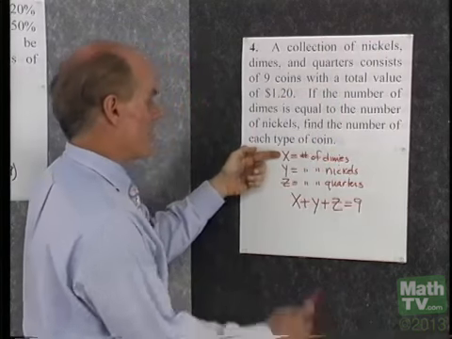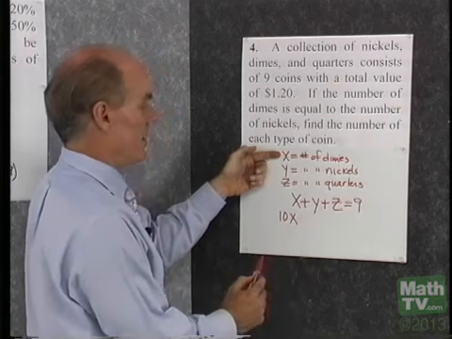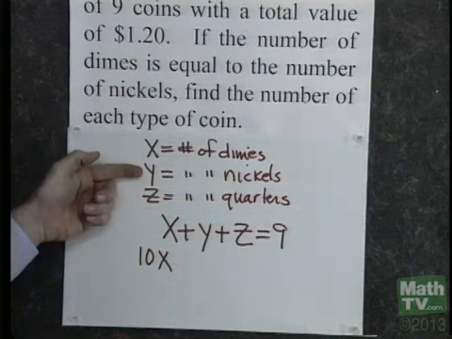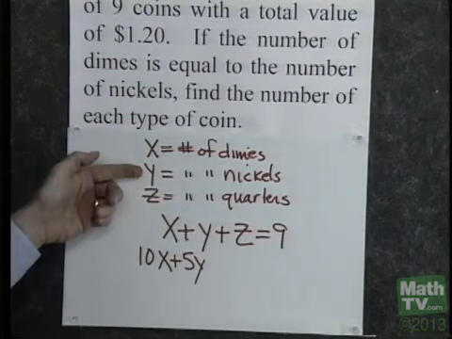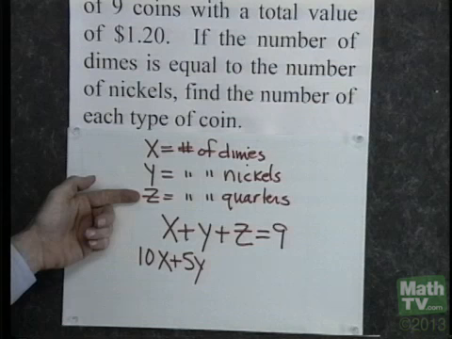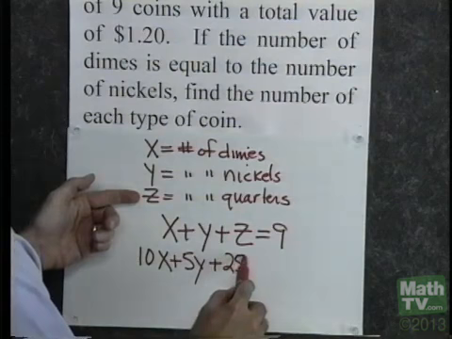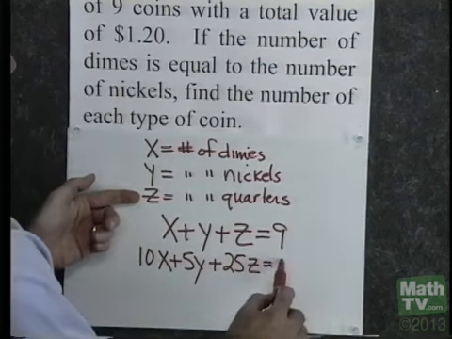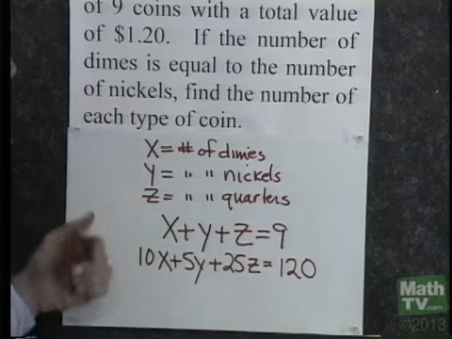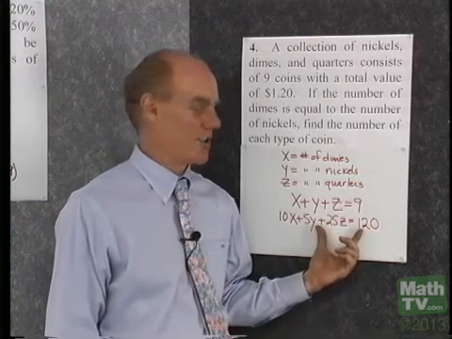Well, each dime is worth 10 cents. So 10 times the number of dimes is the amount of money in cents in dimes. Each nickel is worth 5 cents, so 5 times the number of nickels is the amount of money that's in nickels. And I have Z quarters, and each quarter is worth 25 cents, so 25 times Z is the amount of money I have in quarters, and that has to come out to be 120 cents, since I've written it in cents. Instead of writing $1.20 and having some decimals to work with, I'll just write it this way.